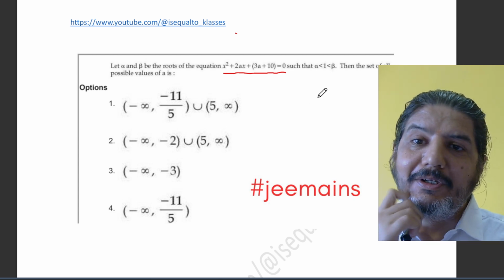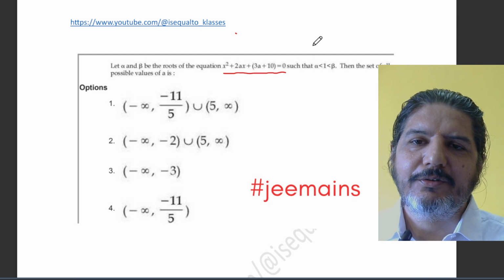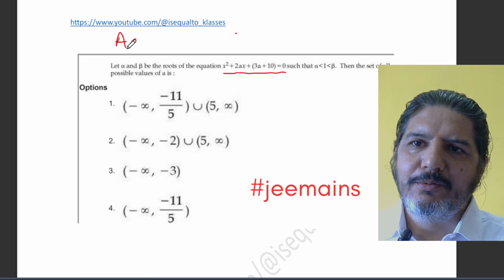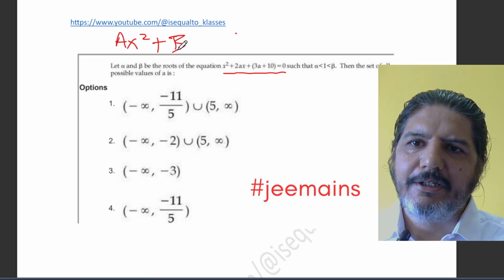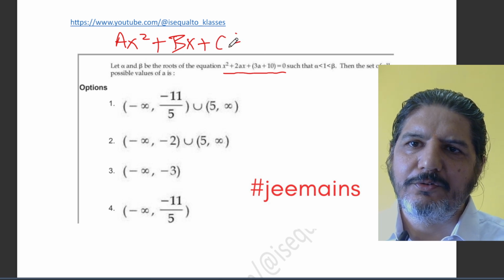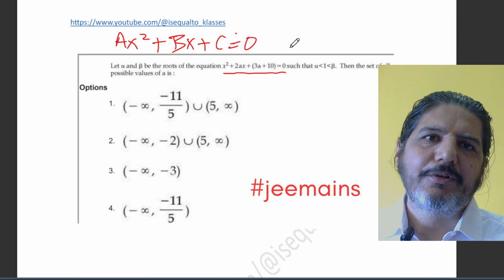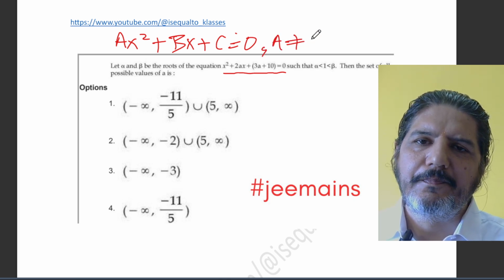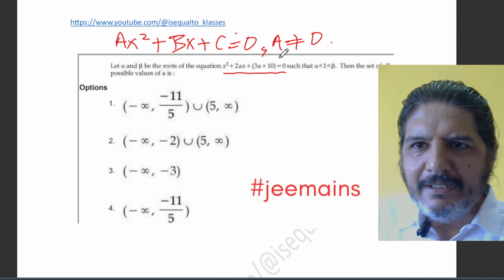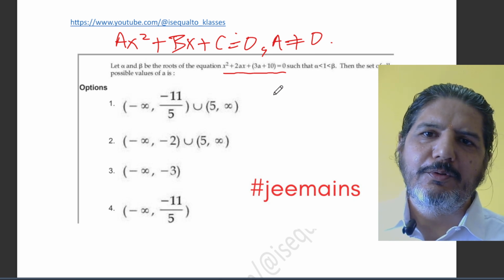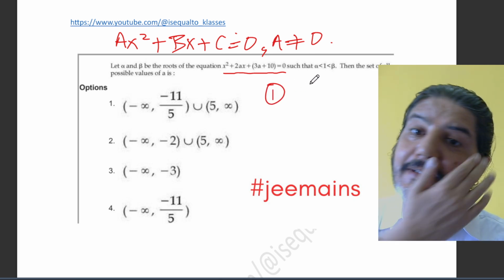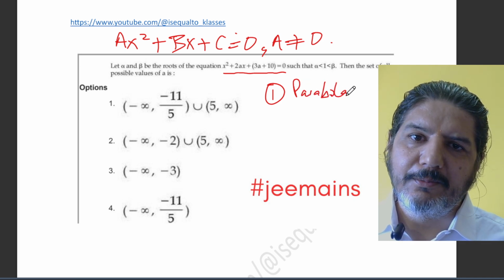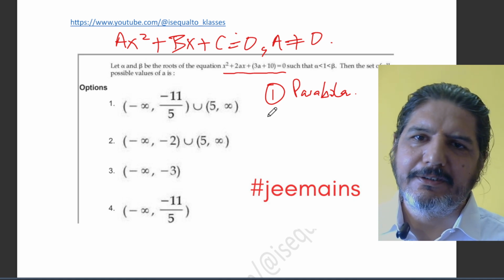interesting shape. The first thing I need to discuss before I start this question is that there are two things you need to understand. If there is a general equation ax square plus bx plus c is equal to 0, this is a general quadratic equation, where a is not equal to 0. The first thing I hope you know is that the graph of this equation will be a parabola. This is the first thing that you need to understand.